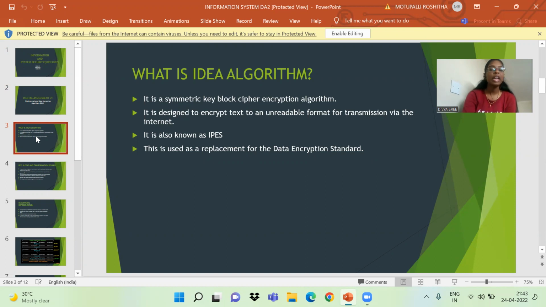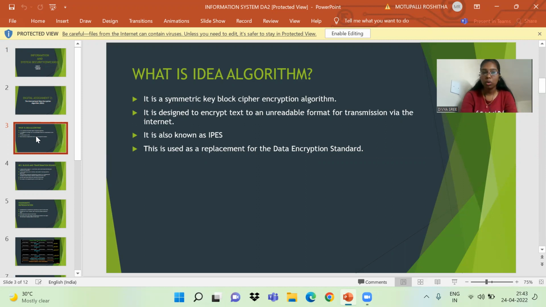It is designed to encrypt the text to an unreadable format for transmission through the internet. The plain text is converted into the ciphertext, which is an unreadable format, and it is done with the help of the internet. So the plain text is converted to the unreadable format of the ciphertext.